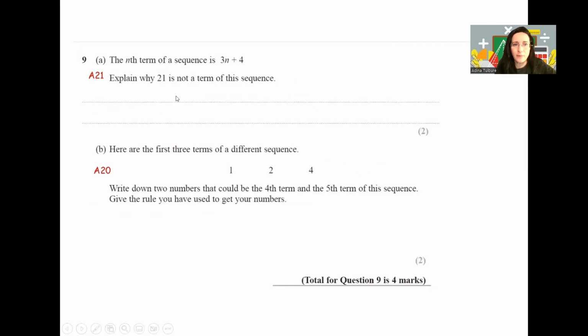Let's look at this one. The nth term of the sequence is 3n plus 4. Explain why 21 is not a term in this sequence.